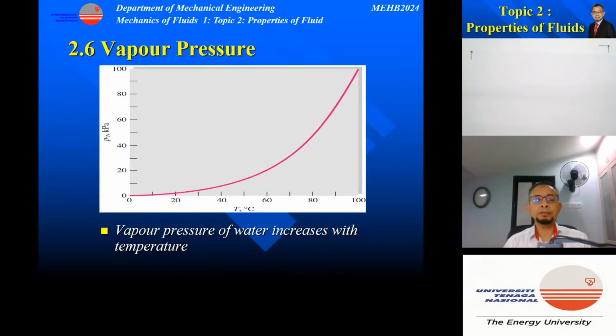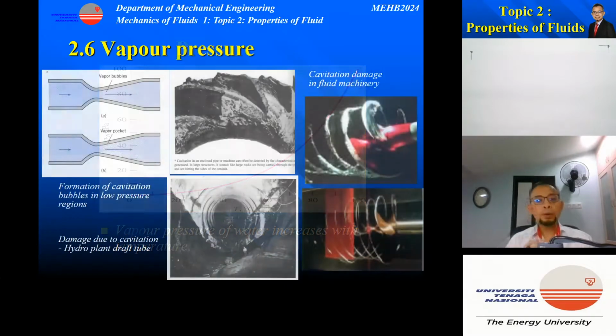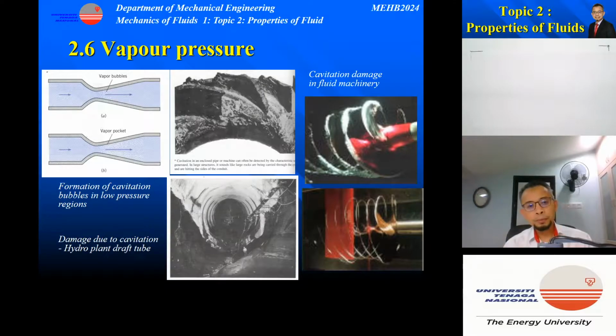If you look at the variation of vapor pressure against temperature, we can see that at a pressure of 1 bar, the boiling temperature is 100. But if we reduce the pressure, boiling can occur even at 20 degrees C. If the pressure is about 5 kilopascal, boiling can occur at 20 degrees C. When boiling occurs, change of phase will happen. If anywhere within the fluid machinery the pressure is low and reaches the value of vapor pressure, then it will start to boil and change phase from liquid to gas.